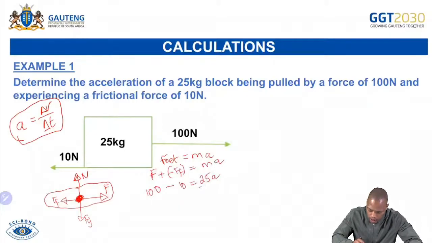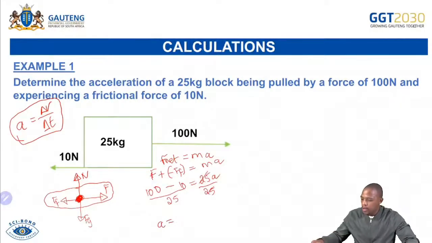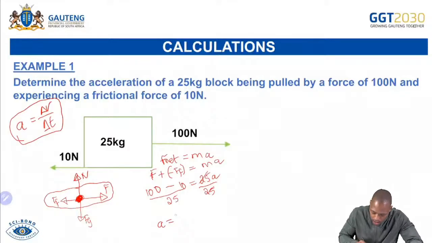Then I'm going to say divide by 25, divide this whole thing by 25. That is going to cancel the 25 here, and then I'll be left with A equals 2. Then I do the calculation of 100 minus 10 over 25, or 90 over 25. This should give you your acceleration at 3.6 meters per second squared. That's my unit, and the direction would be east.